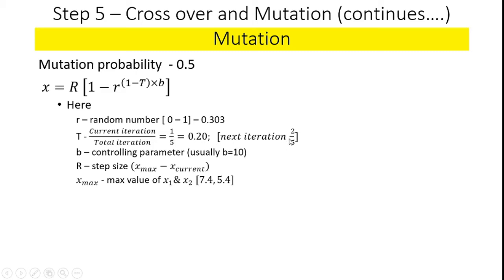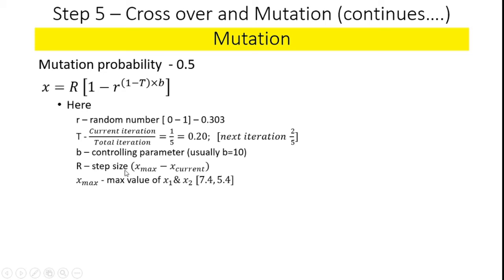In the next iteration, it may be 2 by 5. Likewise, I fix the value according to my population size. If I consider 10 as total iterations, it means 1 divided by 10. In this problem I considered 5, so I utilize 5. Then small b is the controlling parameter. Usually we take the b value as 10. Then capital R just represents the step size.